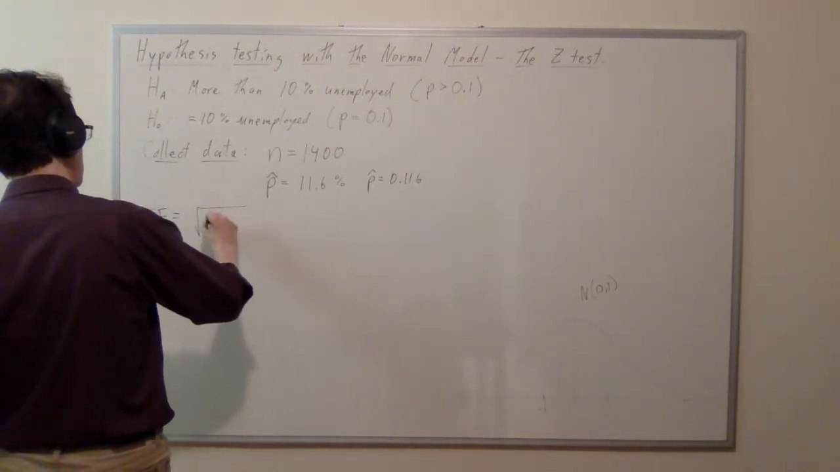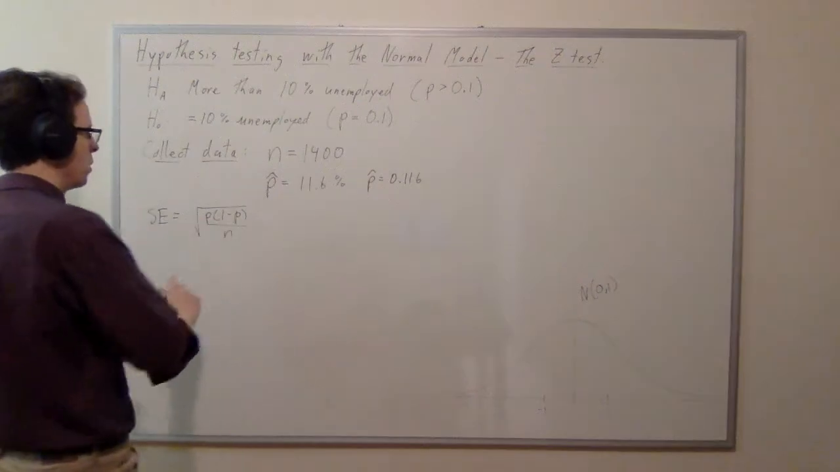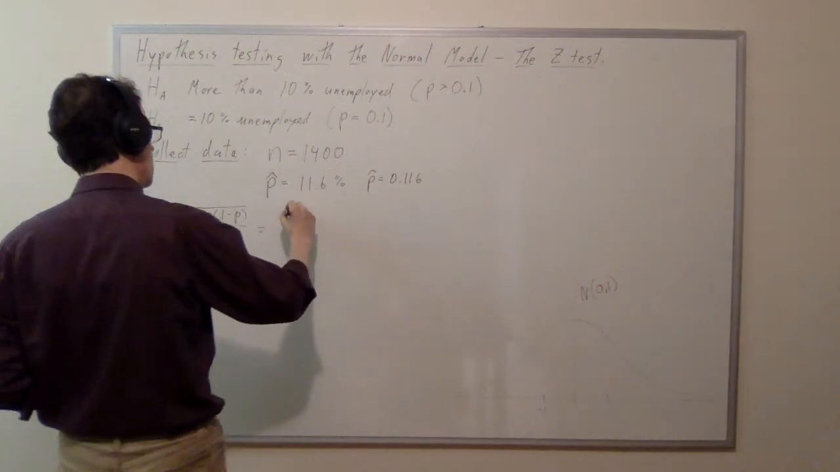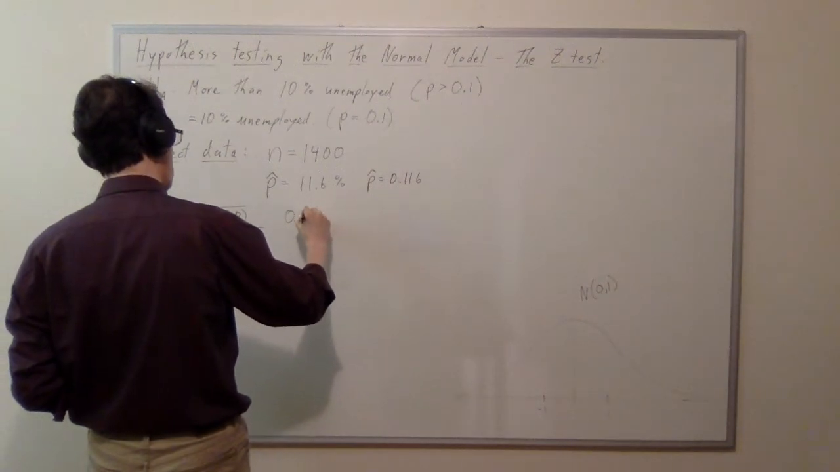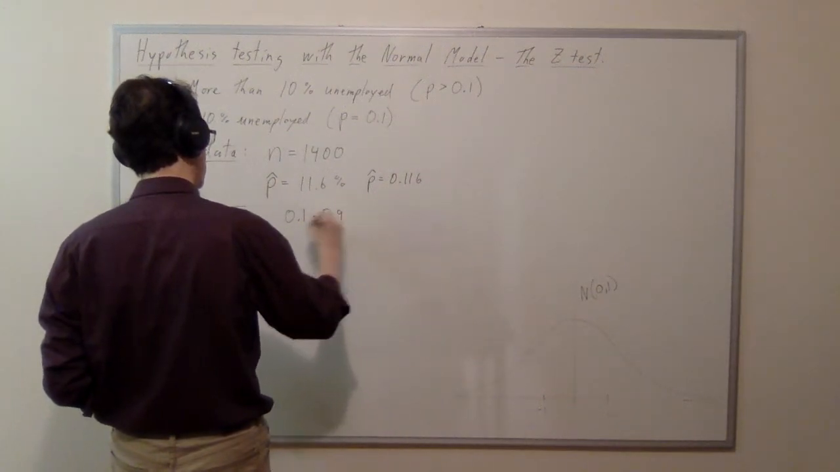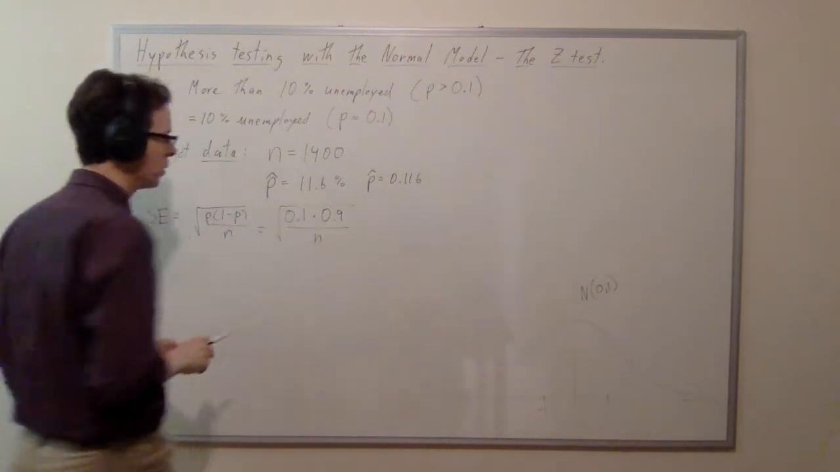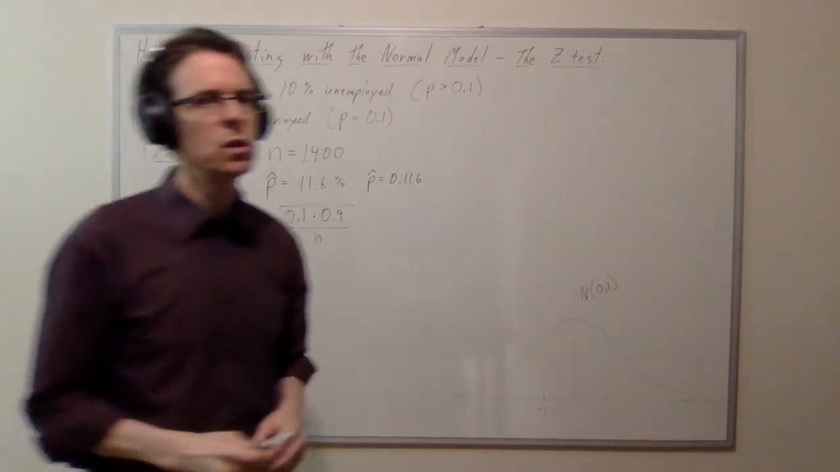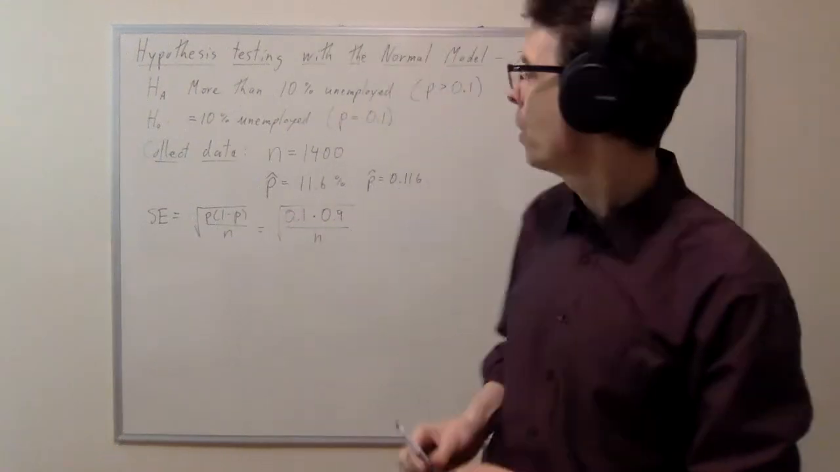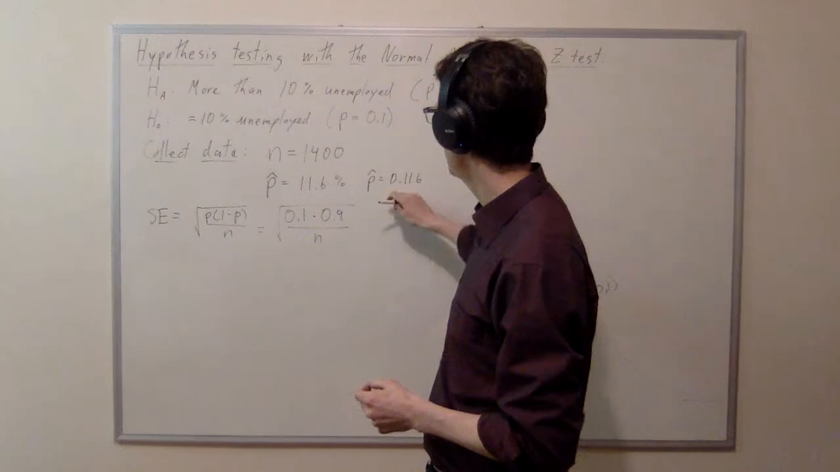The formula that we need is the square root of P times 1 minus P over N. So this is going to be the square root of 0.1 times 0.9 over N. Now, you might say, why am I using 0.1? Why not use 0.11? Why am I using 1 minus 0.1? Why not 1 minus this?